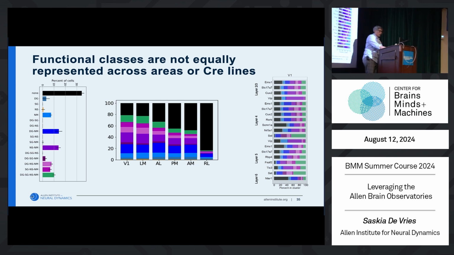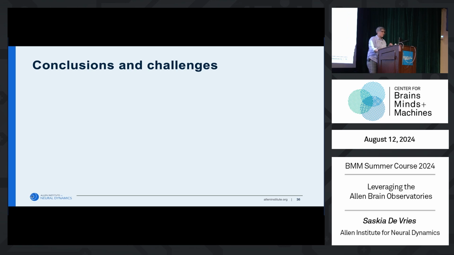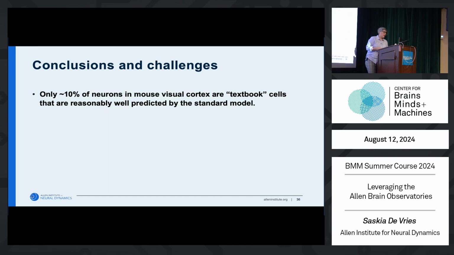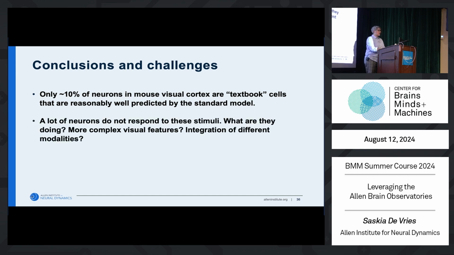All right, so a couple of conclusions that we take from this. As we pointed out, only about 10% of these neurons are these kind of textbook cells where you see a pretty nice match between their responses to artificial and natural stimuli, where we can pretty well predict what they're going to do using the standard model. But instead, there's a lot of neurons that aren't responding to these stimuli. And this raises a lot of questions, right? In terms of what are they doing?